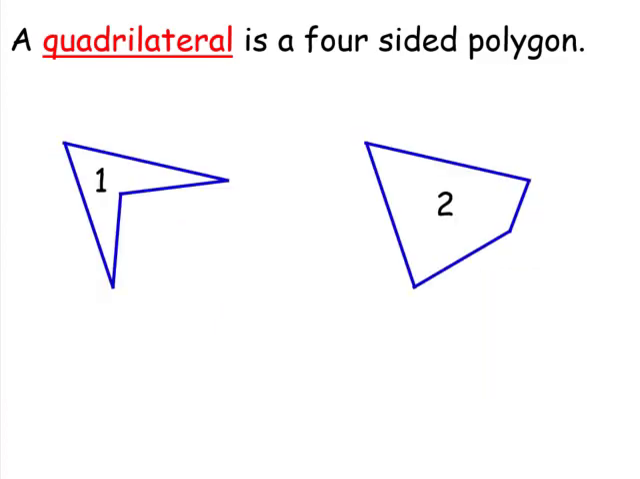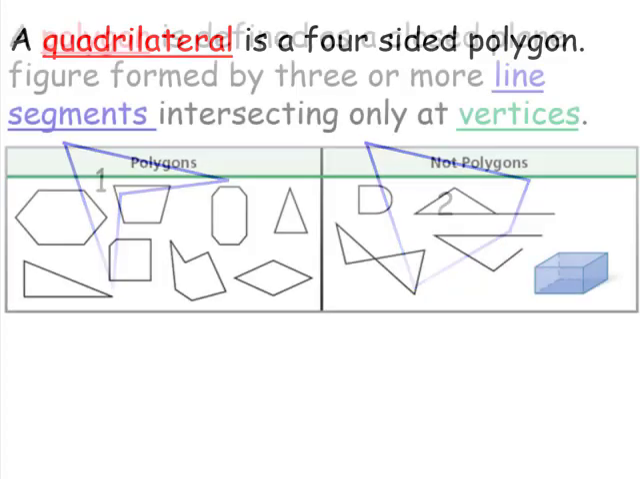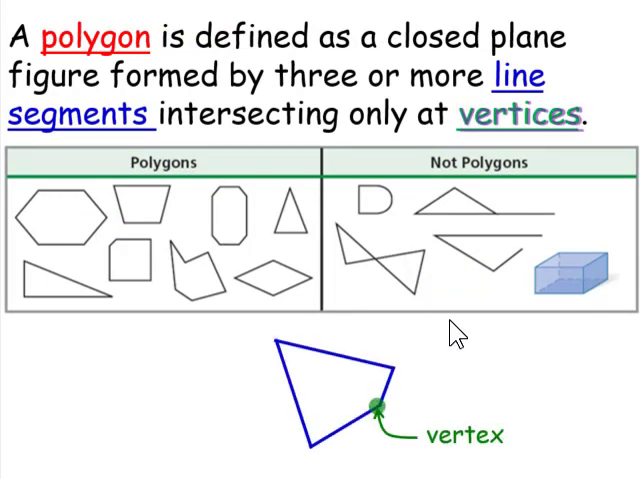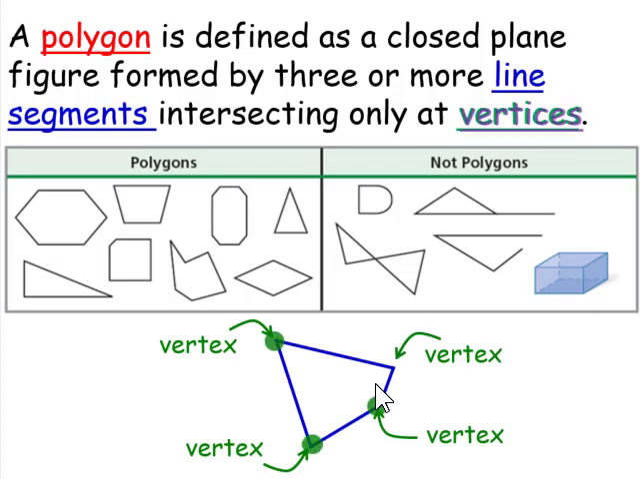We also have some that are not special, such as figure 1 and figure 2. As long as the figures are polygons, which is defined as a closed plane figure formed by 3 or more line segments intersecting only at vertices. Therefore, we should only have line segments, and this one is not a polygon because this is a curve, it's not a line segment. This is not closed, it's open, and these lines are intersecting at places other than the vertices.